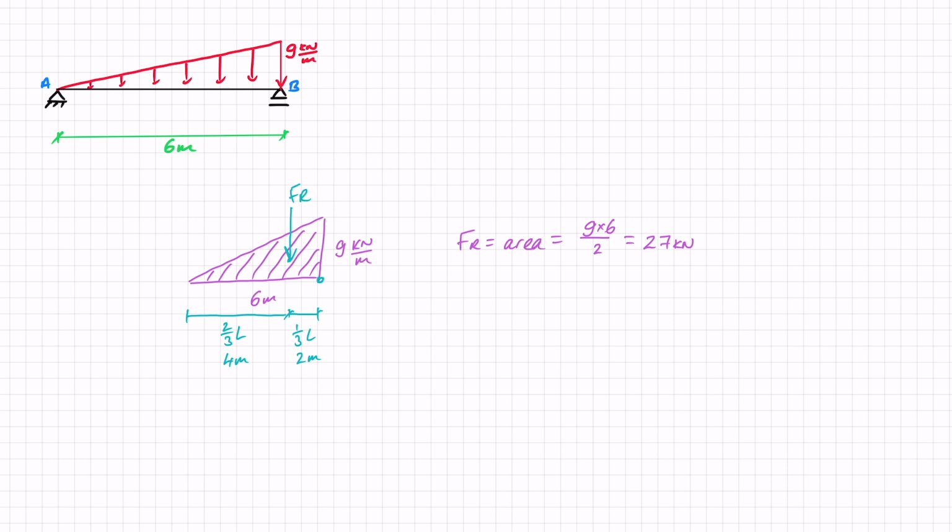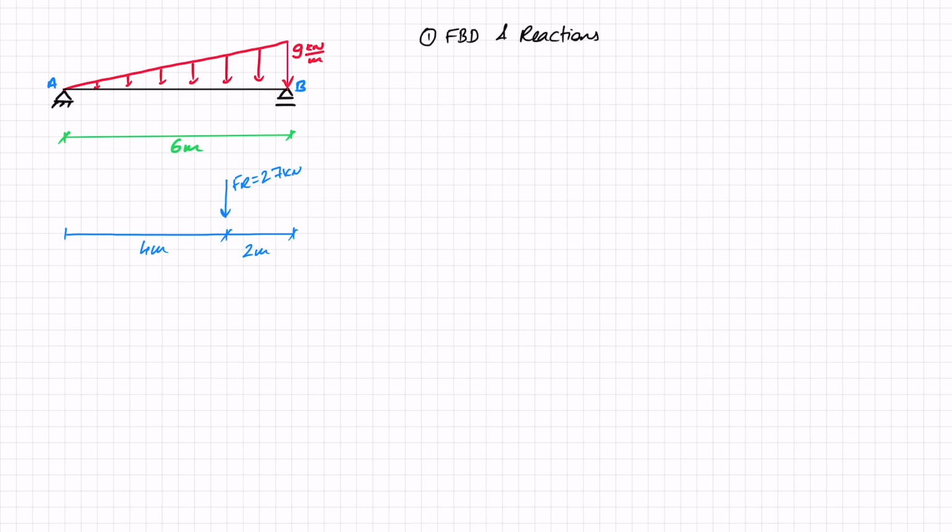That distance is important. If I was doing moments around here, this would be the distance I would need to take, 2 meters. If I was doing moments around A, for example, I would need the 4 meters. So now that we understand how the distributed load works, we're ready to create our free body diagram and find the reactions. At point A, I've got a pin support, which means I've got 2 reactions here. Let's draw them in, AY and AX. And at B, I've got a roller support, so just one reaction, BY.